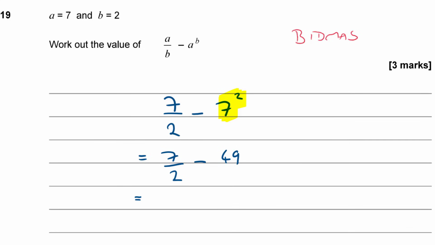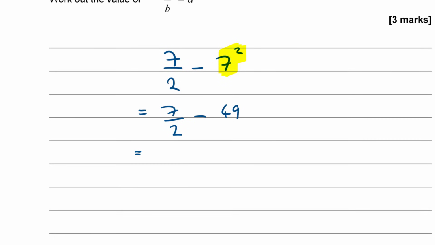Okay, my division comes next. What is 7 divided by 2? Half of 7 is just 3.5. So I've got 3.5 subtract 49, and then finally, so I did the indices first, then I did the division, and now I'm going to do the subtraction. That's the last thing to do. So 3.5 take away 49. Well, 49 take away 3.5 would be 45.5. So 3.5 take away 49 is going to be minus 45.5. Okay, and that's going to be my final answer then.